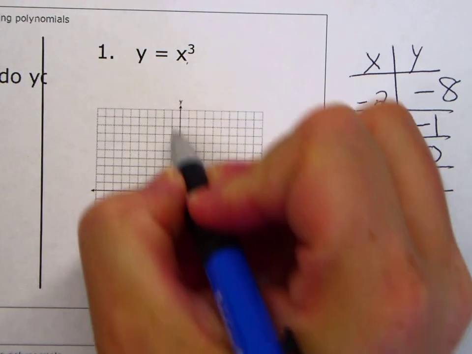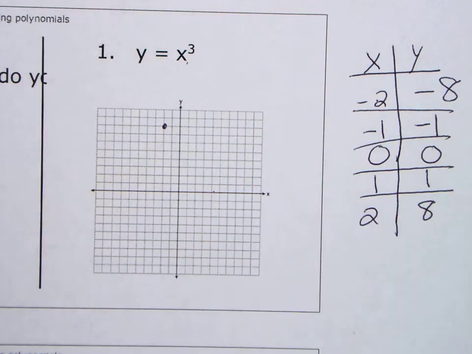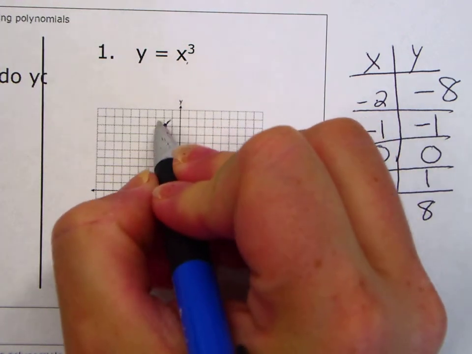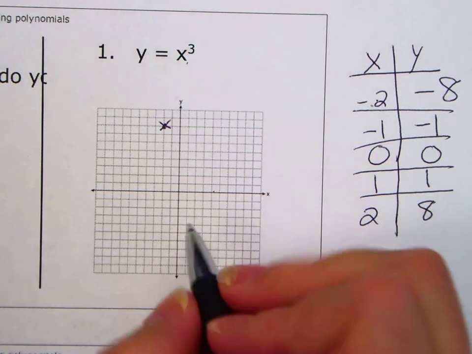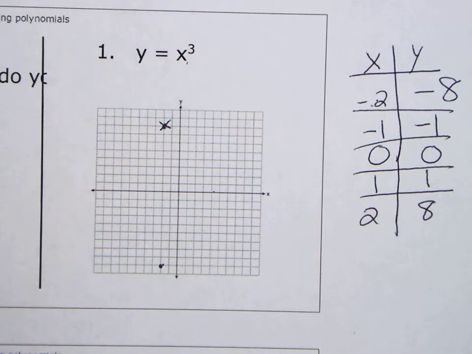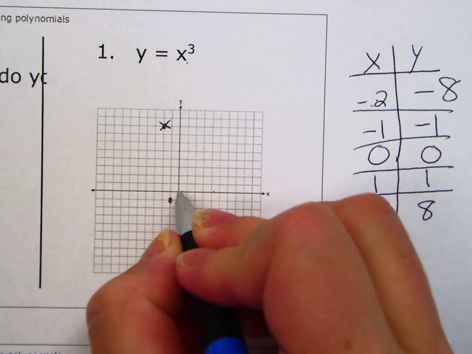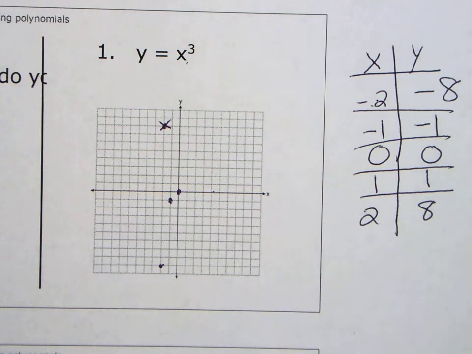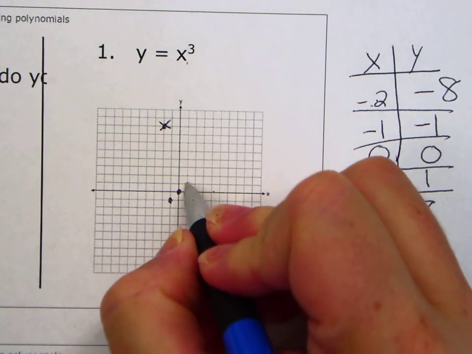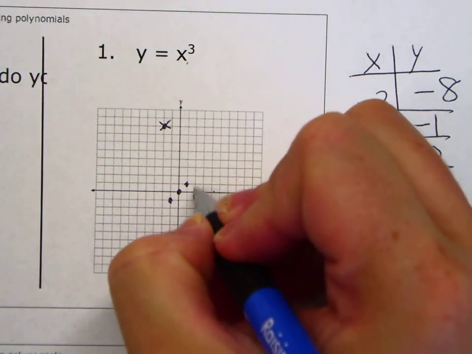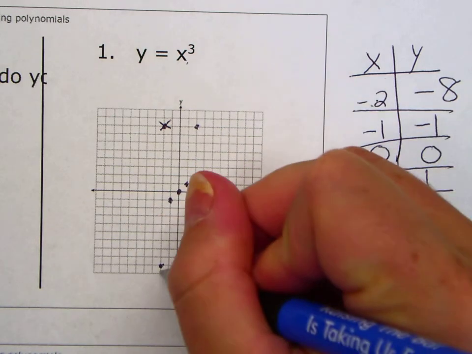-2, up 8. I just lied. Just kidding. -2, down 8. -1, -1. So that's left and down. 0, 0. 1, 1. Over 1, up 1. 2, 8. Over 2, up 8.